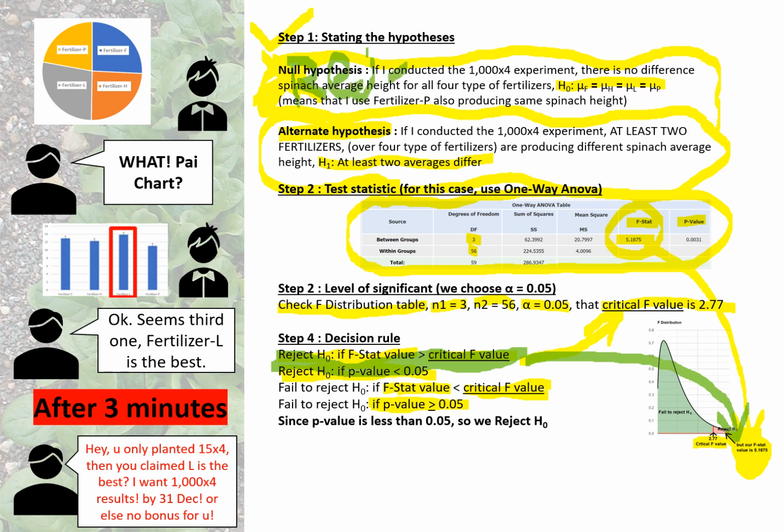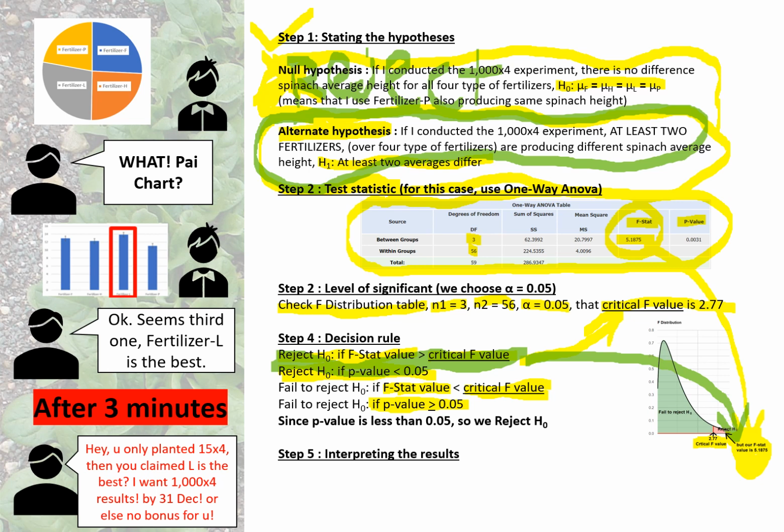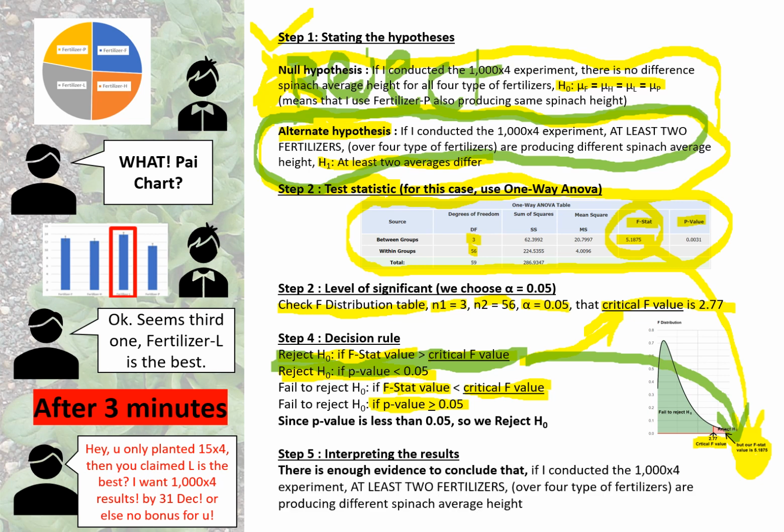Once we reject the null hypothesis, we only have one hypothesis left, one expectation, that is the alternate hypothesis. We cannot say it's true, but we can say that we are convinced that after we did the test, we have a higher chance that the alternate hypothesis is correct. Higher chance, not guarantee.